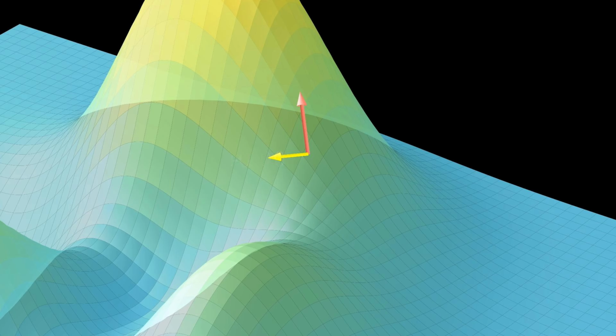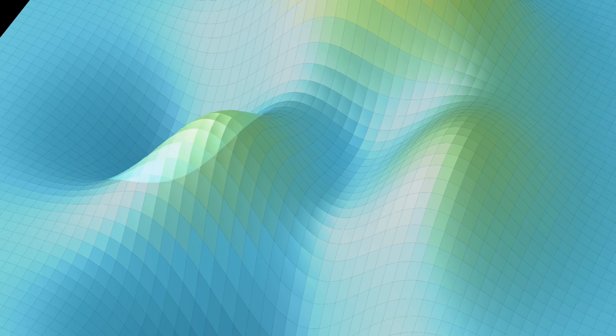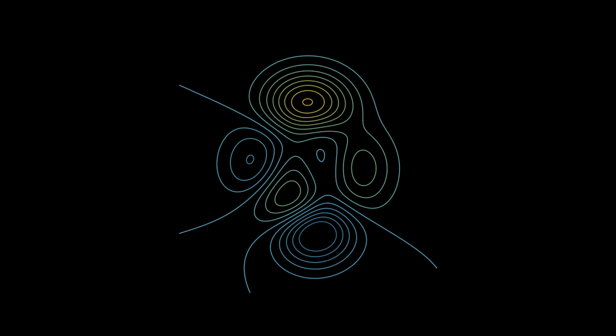This single vector encodes all local slopes at once. For any direction you choose, the rate of change is determined by how much that direction overlaps with this vector. And when the 2 directions line up perfectly, the increase is as large as it can possibly be. As a consequence, directions that stay on the same height, level curves, must be perpendicular to the gradient. They're directions of 0 overlap.